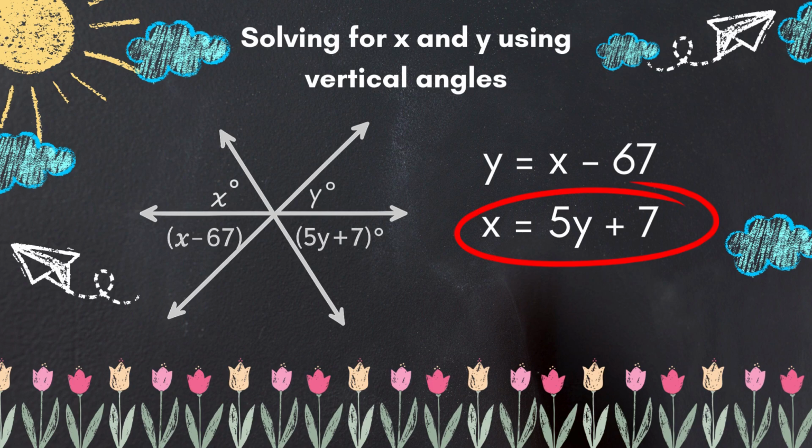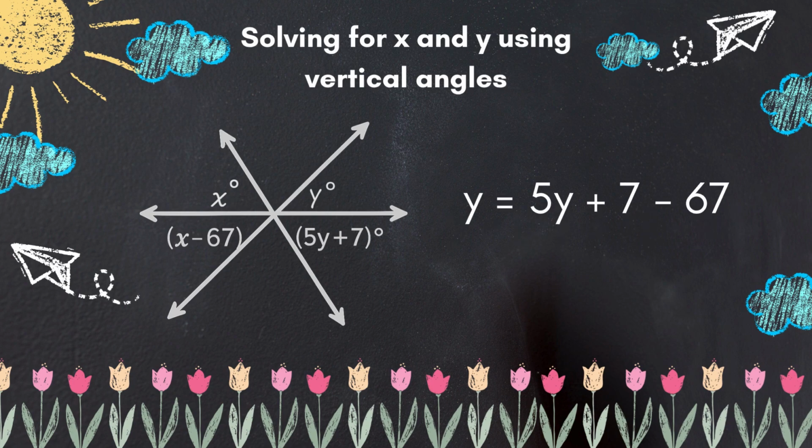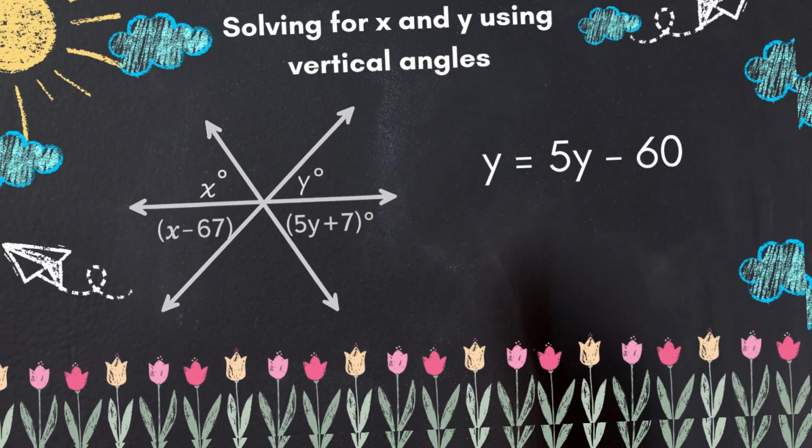So since we know what x equals, that is x equals 5y plus 7, we will use the substitution method and substitute what x equates to into the top equation. So now we have y equals 5y plus 7 minus 67. So now we can combine like terms. Positive 7 minus 67 equals negative 60. So y equals 5y minus 60.